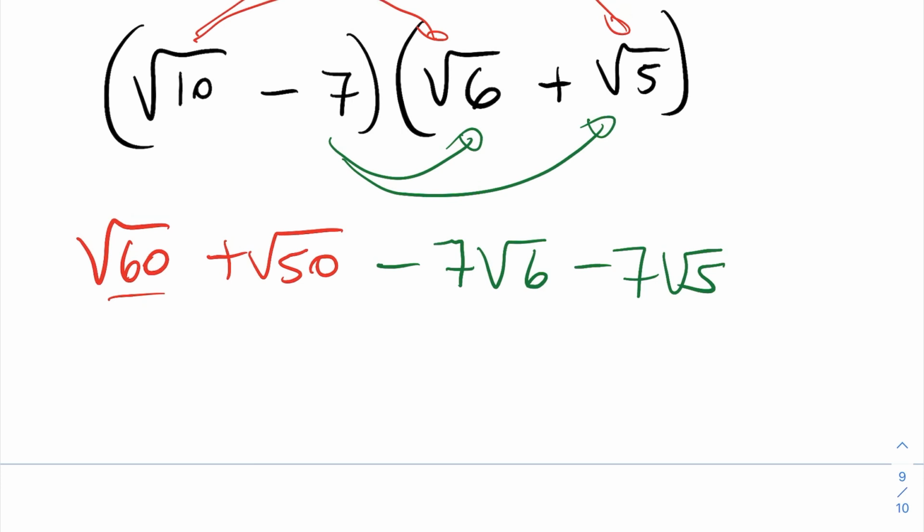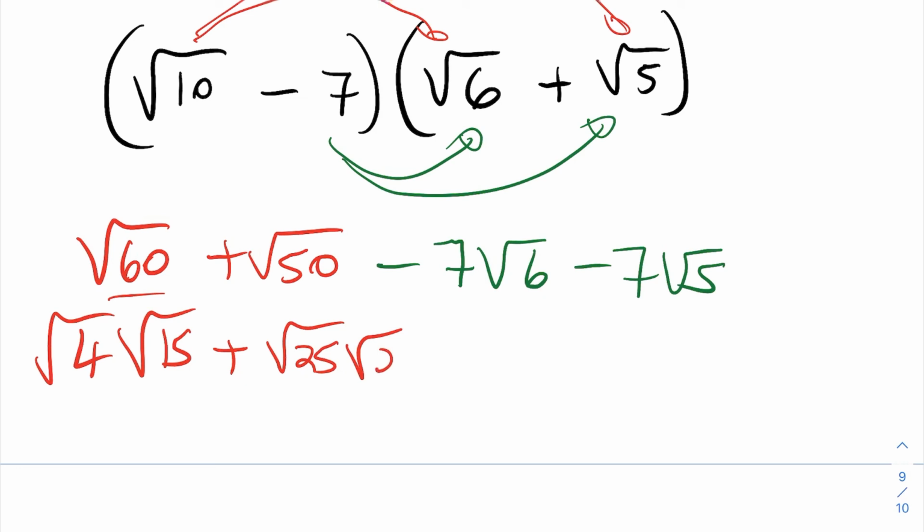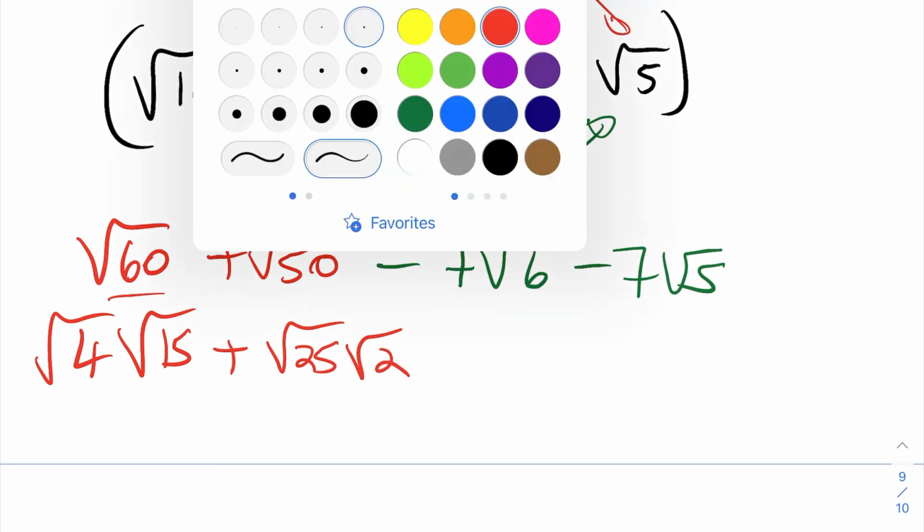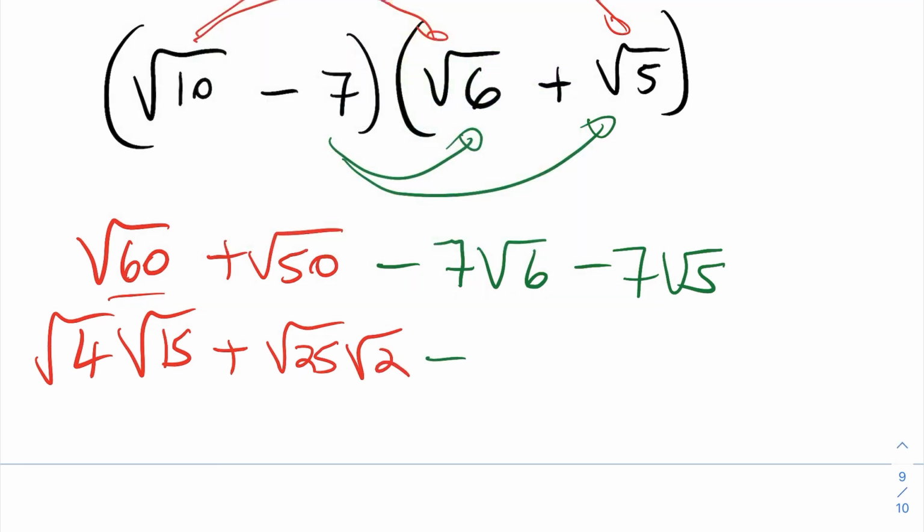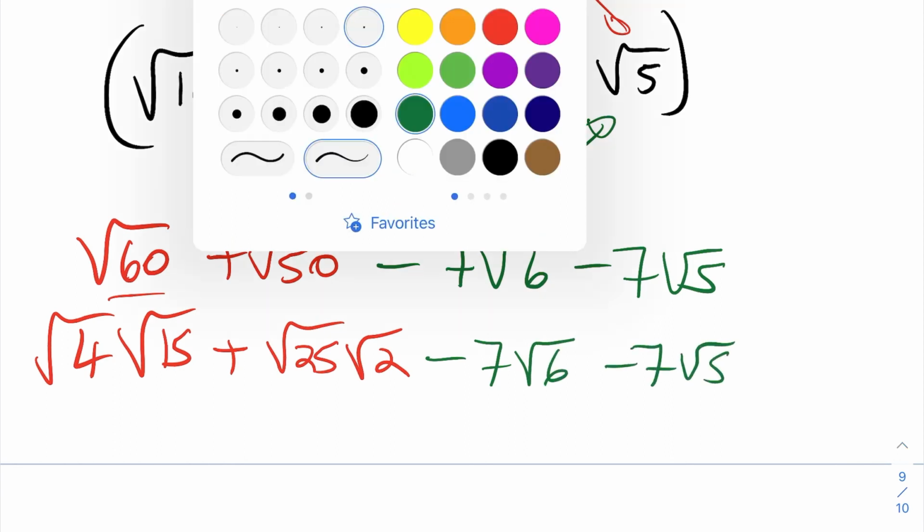4 goes into 60, right? Or does it? Yeah, 4 times 15, right? So I can break this up into the square root of 4 times 15. And 25 goes into 50. So I can break this up into the square root of 25 times 2. And then, let me see, 6, once again, we cannot simplify any further. And 5 is prime, so we don't have to simplify that anymore.